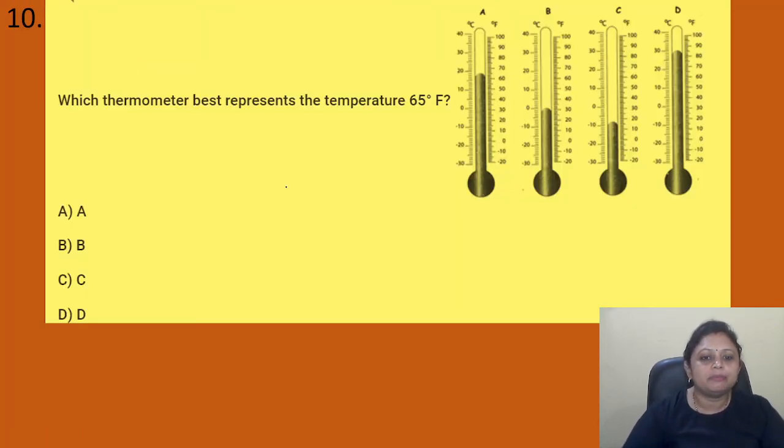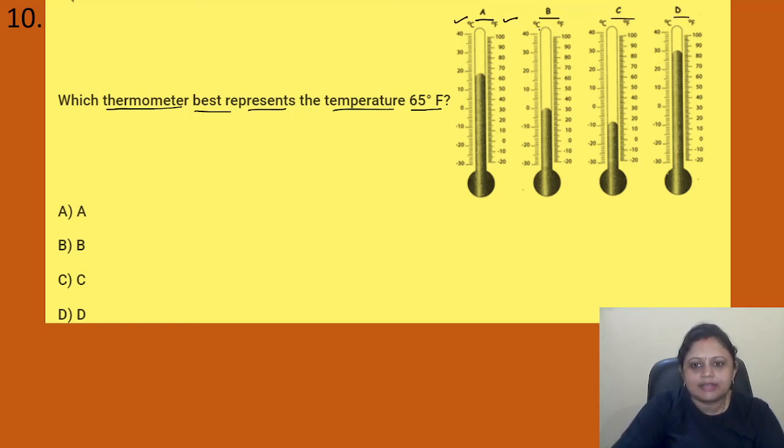Which thermometer represents the temperature 65 degrees Fahrenheit? Options A, B, C, D. So we have to find out which thermometer represents the temperature 65 degrees Fahrenheit. This one is A, B, C, D. This side is degrees centigrade, this side is degrees Fahrenheit. Here degrees centigrade, degrees Fahrenheit, degrees centigrade, degrees Fahrenheit.